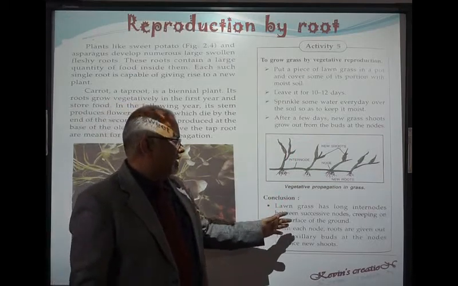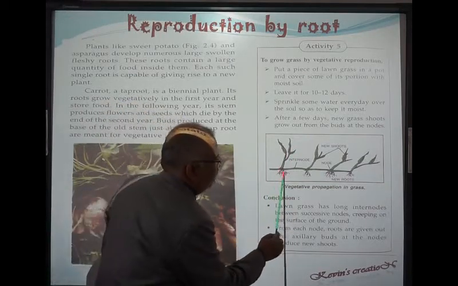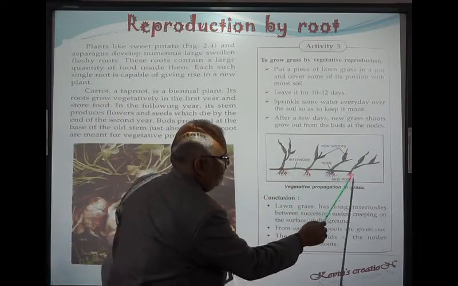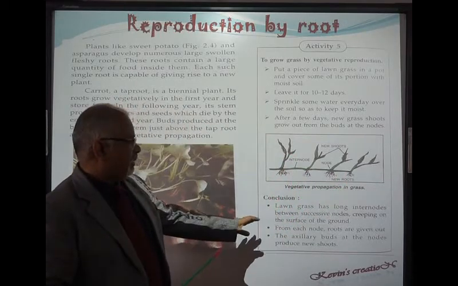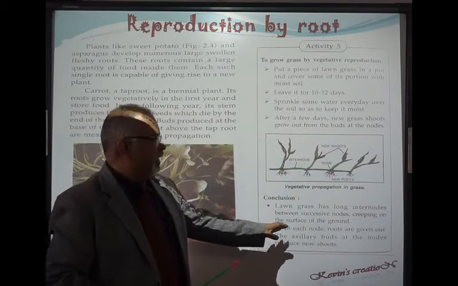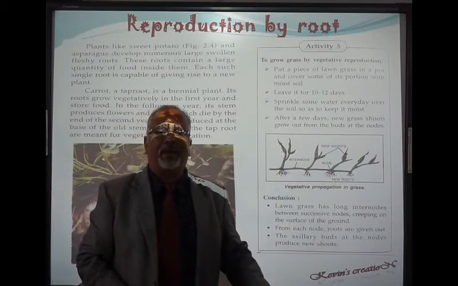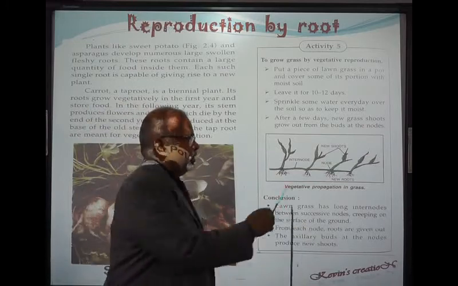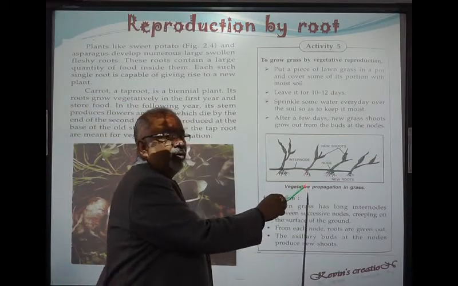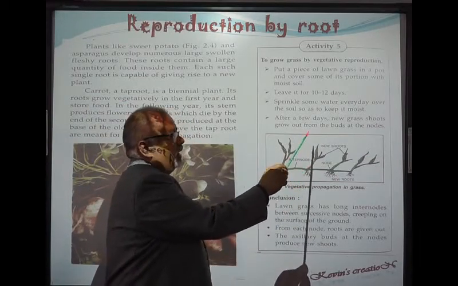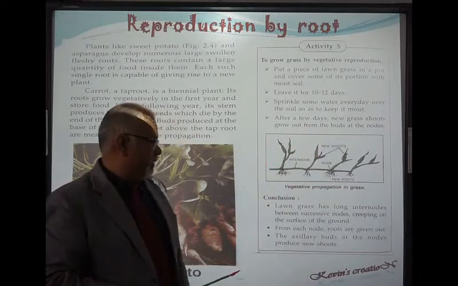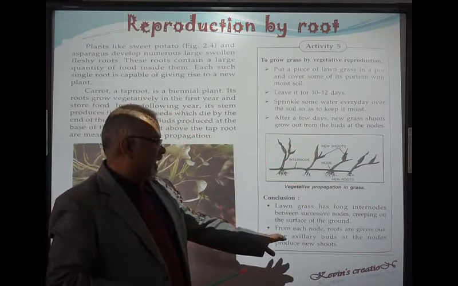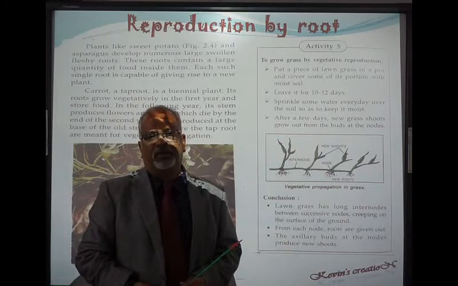Conclusion: long grass has a long internode. So this is the long internode, and all these are nodes, between the successive nodes, creeping on the surface of the ground. So they run parallel on the ground. From each node, roots are grown. So downwards, roots are grown, and above you will find the shoot system. The axillary buds at the nodes produce new shoots.